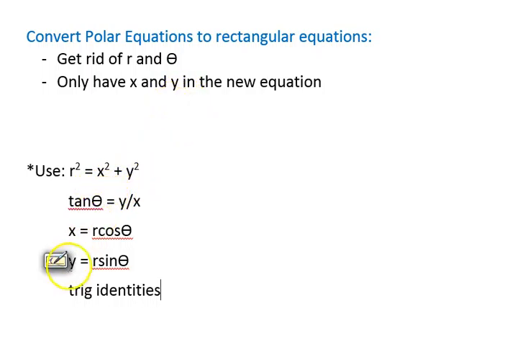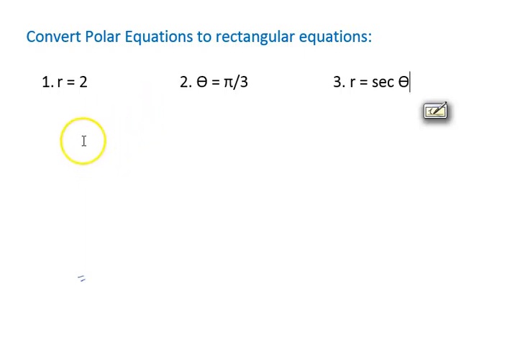Things that you can use are the formulas that I ask you to memorize, which would be r squared equals x squared plus y squared, tangent theta equals y over x, x equals r cosine theta, y equals r sine theta, and something that we haven't used up until this point is trig identities. So those trig identities that I ask you to memorize, they could come in handy now. Okay, I'm going to do several examples here of these equations because they vary in difficulty.